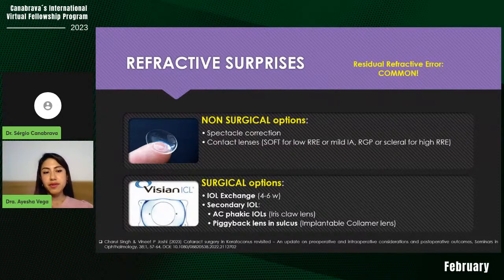And we also have the surgical options. These options are described as the IOL exchange, which is recommended from week 4 to 6 after surgery, not after that because of the fibrosis of the capsule, and also using a secondary IOL, for example, the anterior chamber phakic IOLs like the iris claw lenses, and also the piggyback lenses, that are the ICL lenses.